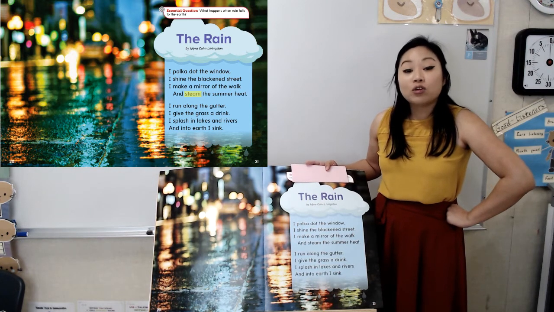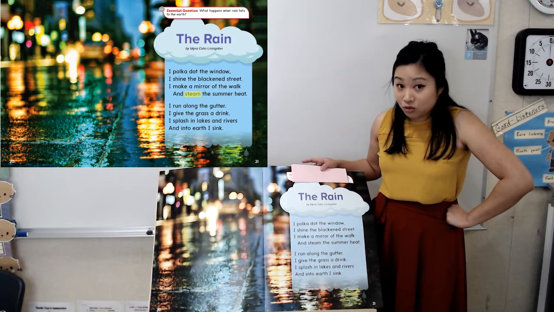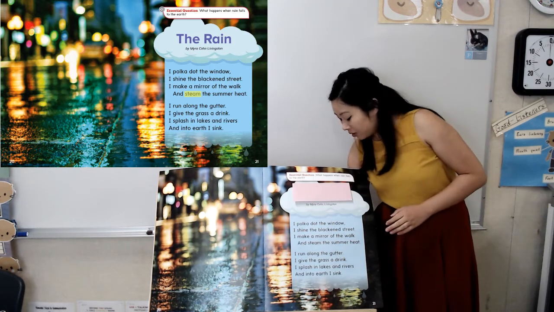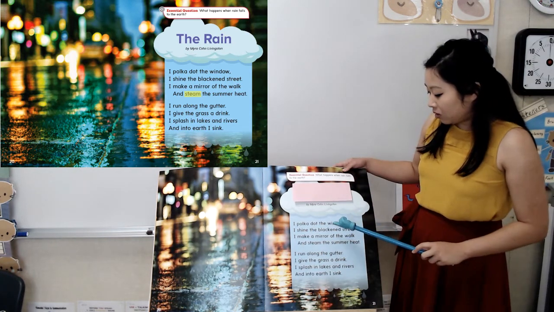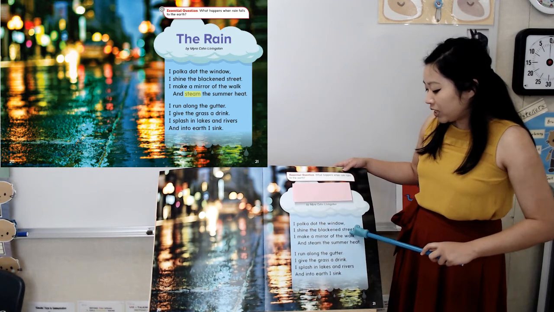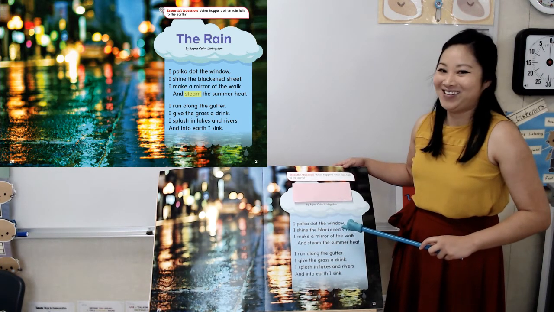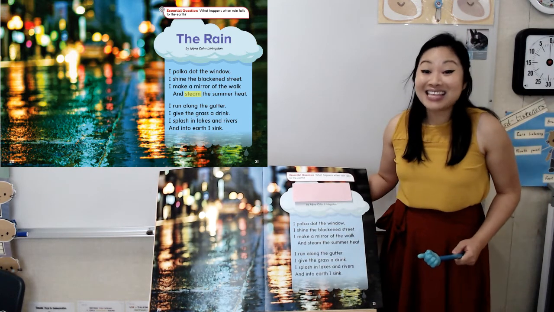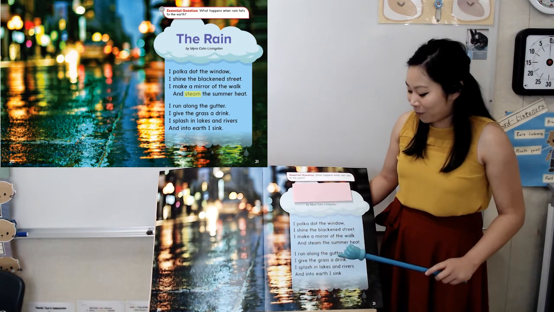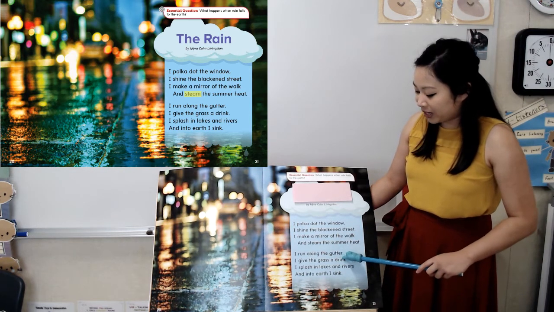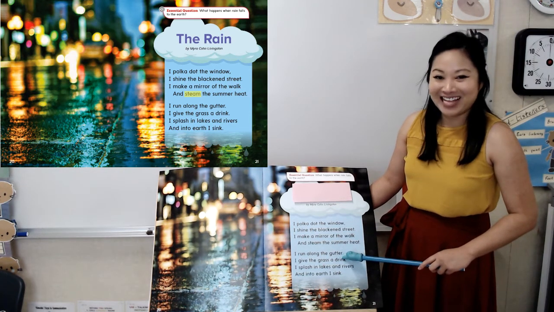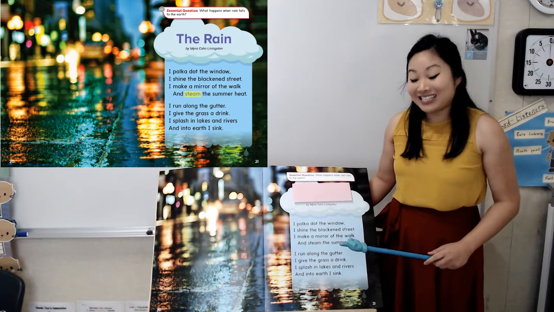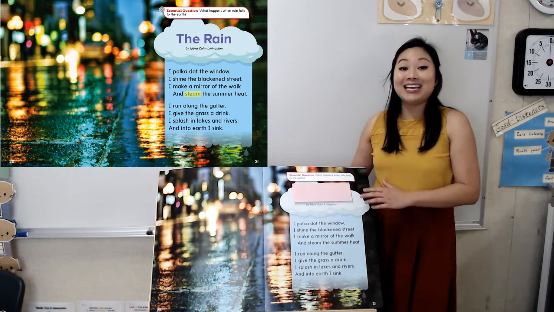Now, poets also use rhyming words. Did you hear any rhyming words when we read our poem? Let's look again. Which words rhyme? Is it window, street? No. What about street, heat? Yes, they both end in eat. Okay, what about gutter, drink? No. What about drink, sink? Yes, drink and sink both end in ink.